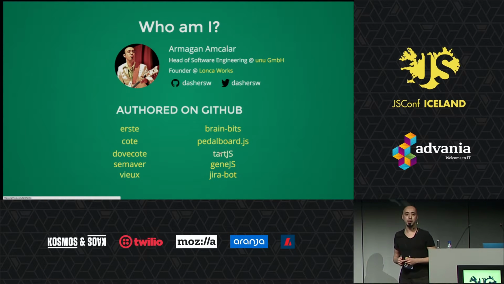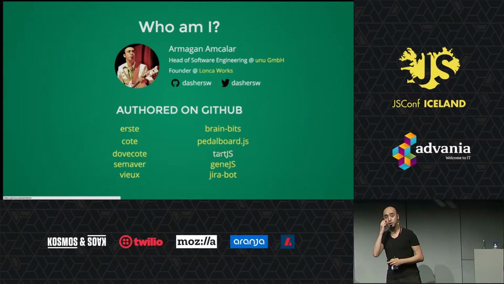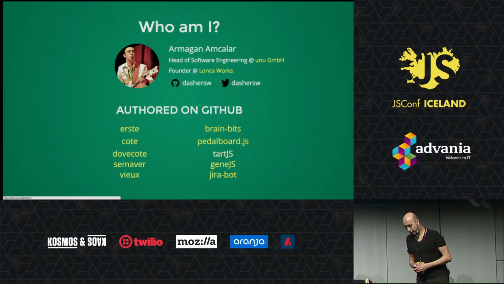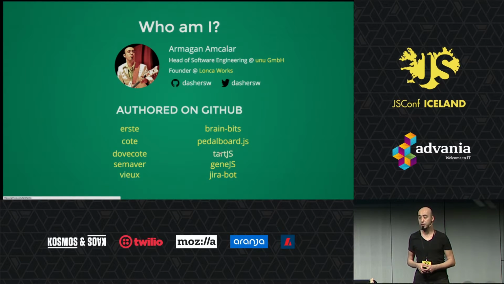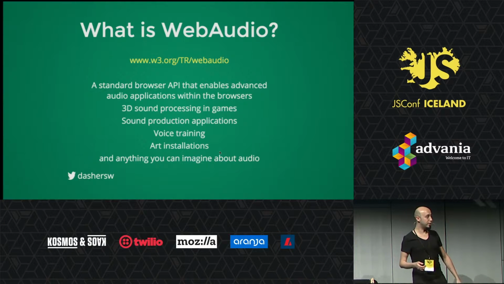So I'm Arman Amcalar. I come from Berlin. I work for a company called UNU GmbH, and we're building electric scooters, so like Vespa, but with electric batteries. I'm also the founder of Lonja, which is a software craftsmanship school for women. And I like to play a lot with code. I have a lot of open source projects on GitHub that range from brain signal processing to audio processing to front-end libraries and platform as a service and microservices and a lot of other stuff.